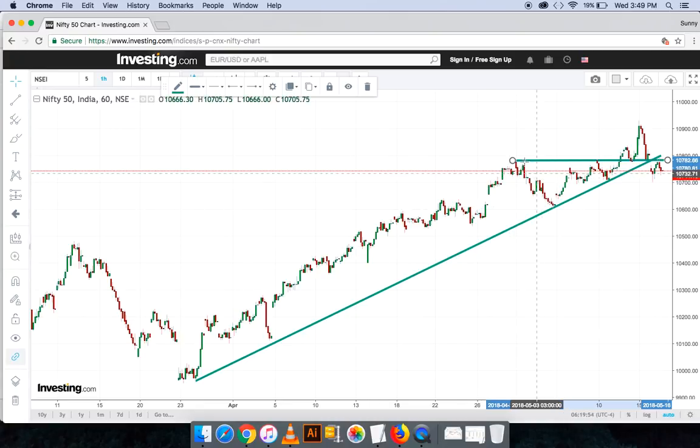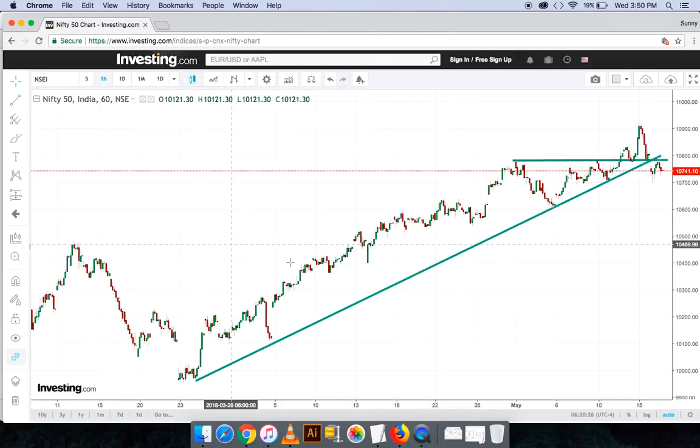Now I have drawn this horizontal trend line as well. Since the past few days I've been informing my group that this 10,780 level was a strong resistance which eventually got broken, and then it held as support. So we could have gotten fantastic trades just based on this one level. And you can see that we also got a nice ascending triangle breakout.